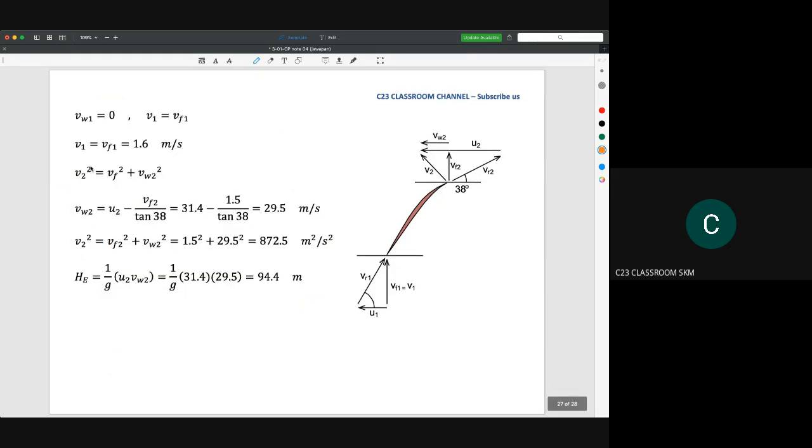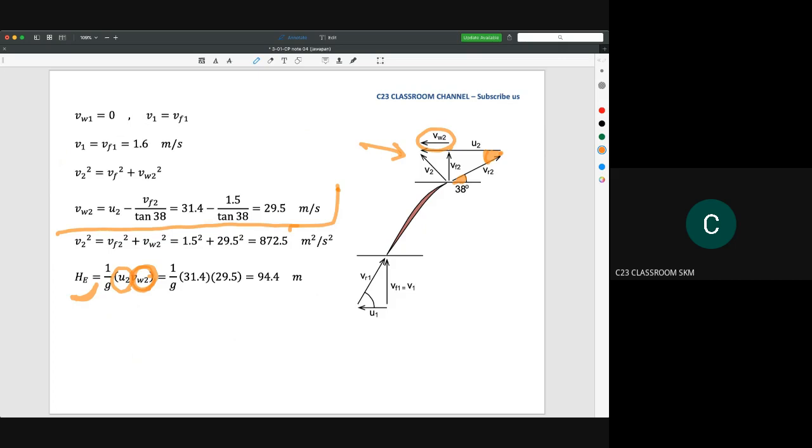Then we need to calculate the values of U2 and V2 to get the value of the Euler head. To calculate the value of V2, we could look into the velocity triangle at the outlet here. This is V2, and this is the angle 38. So you could take the 38 here and calculate it maybe by using the tangent. You use the tangent calculation to get the value of V2.